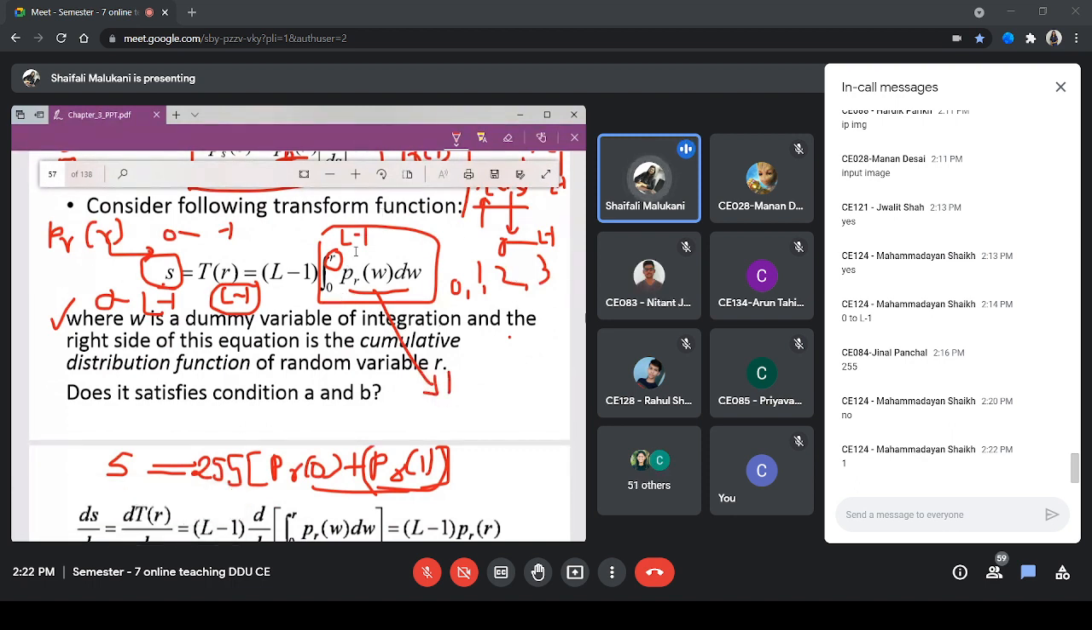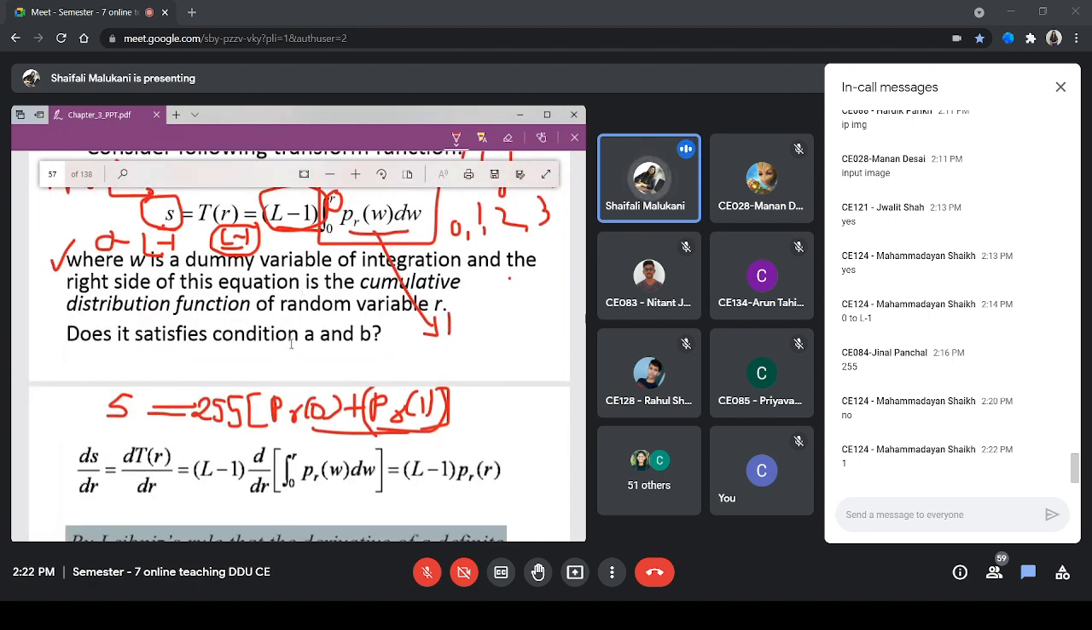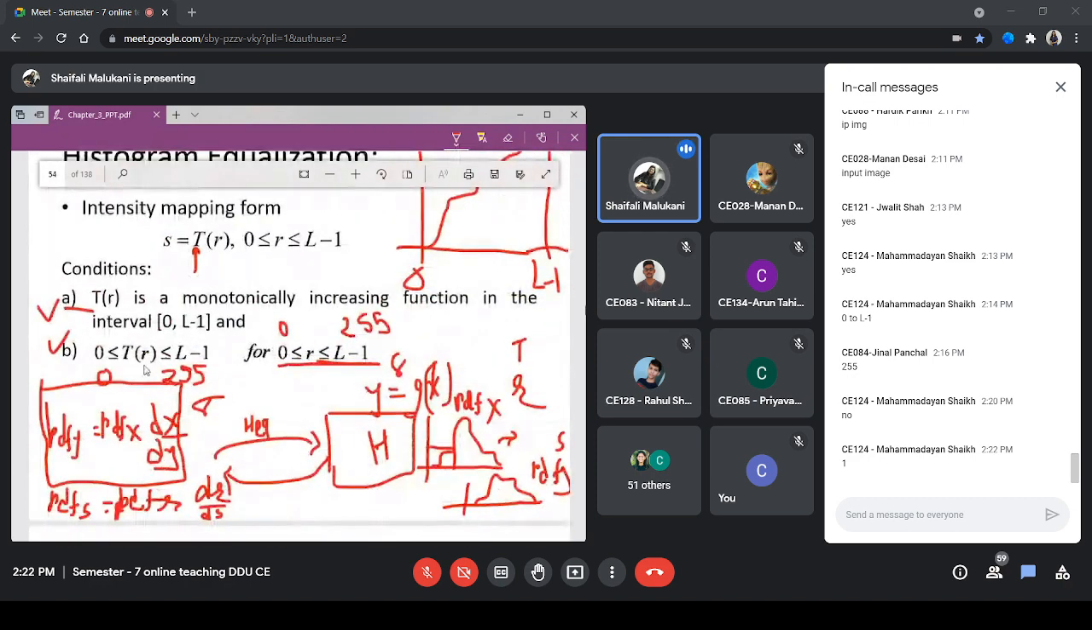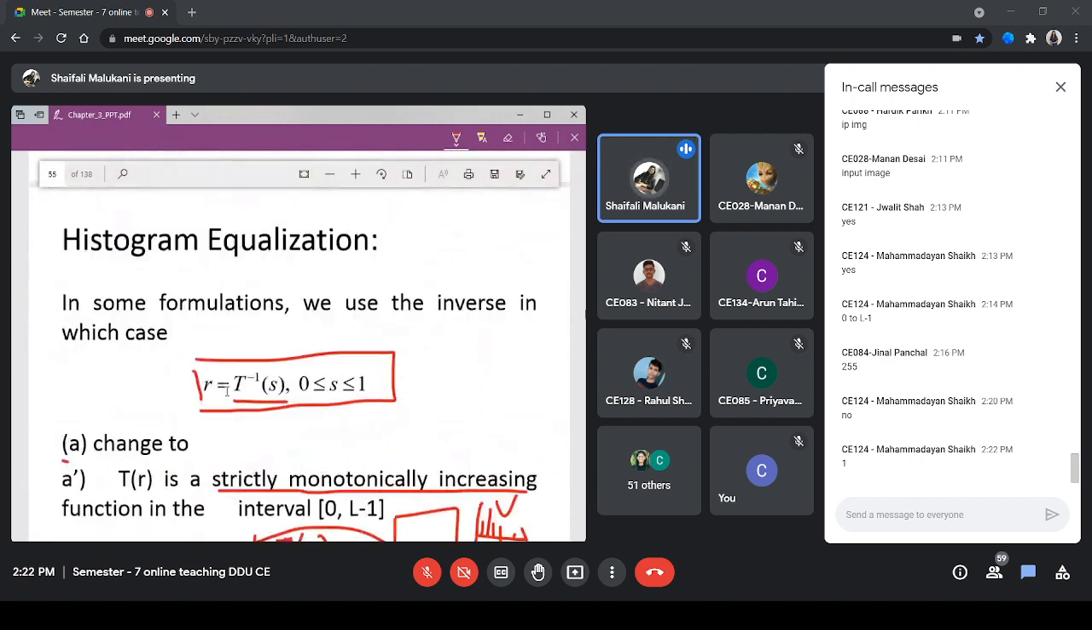Because the summation of all the probabilities is 1, and that is multiplied here, that means if my R is L minus 1, the maximum value of R, my result is also limited to L minus 1. After that, R is not going to increase, so S cannot increase. So both the conditions are satisfied: if my R is in the range of L minus 1, my TR of R will also be in the range of L minus 1.